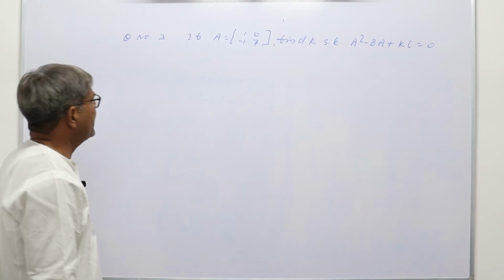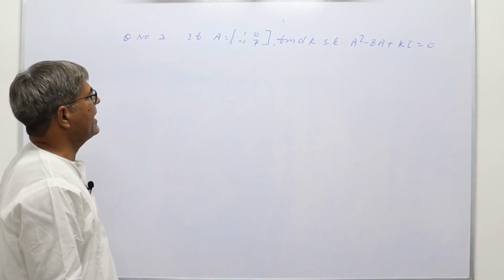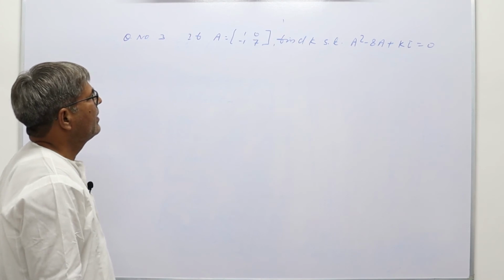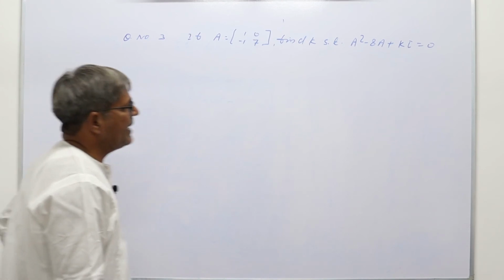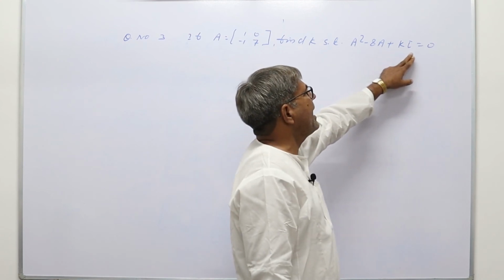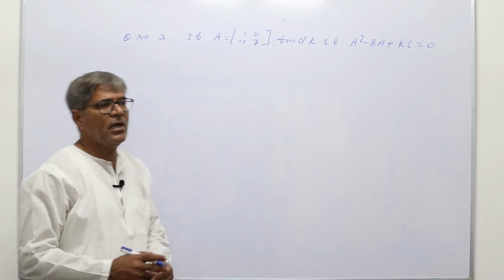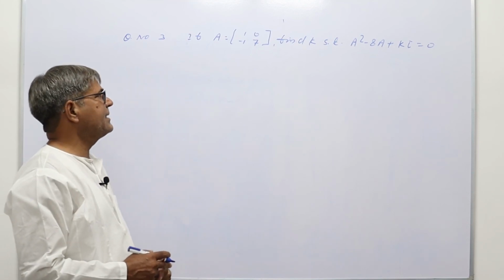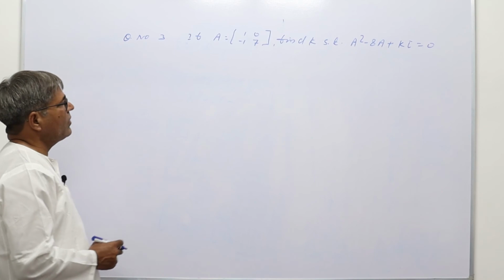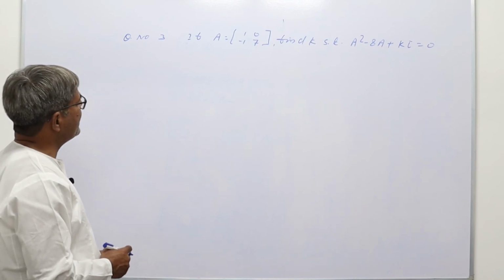Now the next question is, if matrix A equals to 1, 0, minus 1, 7, then find K such that A square minus 8A plus KI is equals to 0. This is a very important question from the exam point of view. How will we solve this question? In the similar way as question number two.